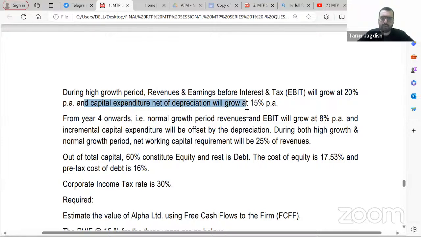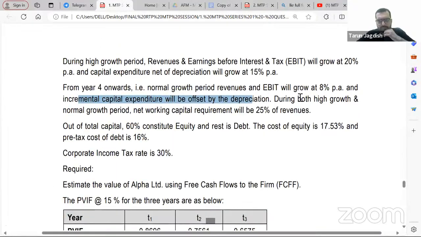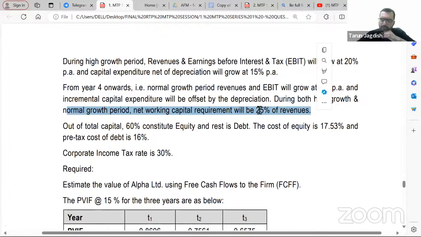Capex net of depreciation will grow at how much percentage? 15%. So basically Capex also will grow at 15. Depreciation also will grow at 15%. From year 4 onwards, normal growth will grow at 8%. Incremental Capex will be offset by way of depreciation. So here in the 4th year, we will make it 0 and 0. During both high growth phase and normal growth phase, working capital is going to be 25%.